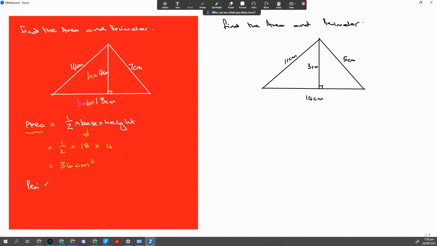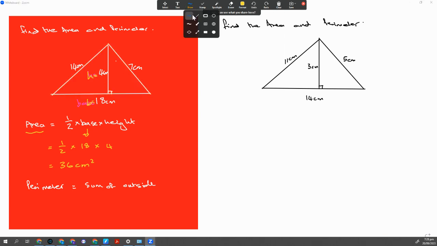Now, perimeter, remember, is the outside of the shape. It's the sum of the sides of the outside of the shape, which means it will basically be the following. We take this length plus this length plus this length, and we ignore the inside length. Okay, so we want to ignore the inside length.